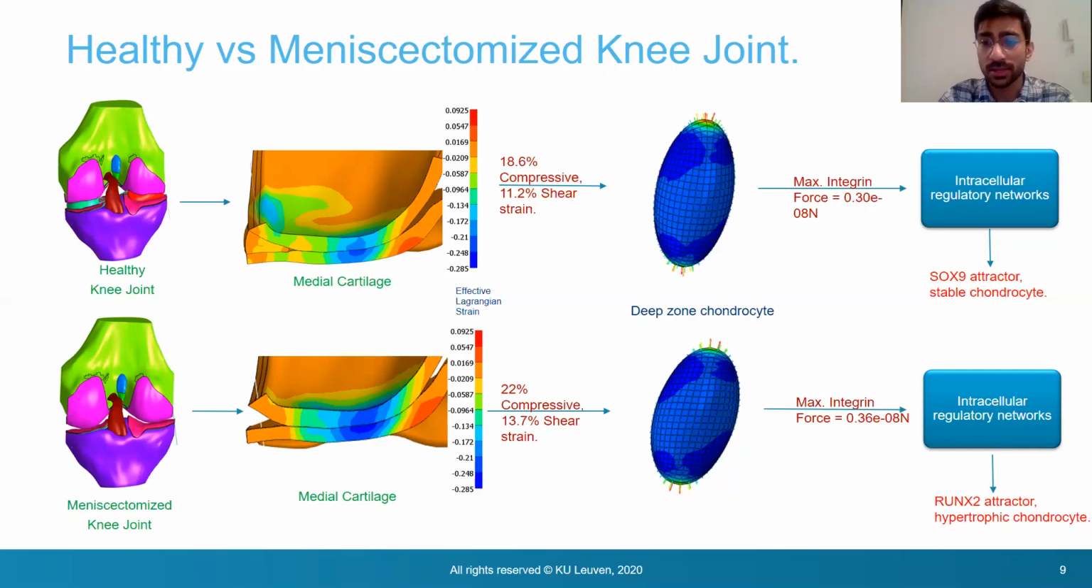And when they were used as inputs to the intracellular mechanotransduction pathways, together with the presence of inflammatory cytokines, we observed that there was a phenotypic switch of these deep zone chondrocytes from a stable SOX9 positive chondrocyte in the healthy state to a more hypertrophic RUNX2 positive chondrocyte in the meniscectomized case.